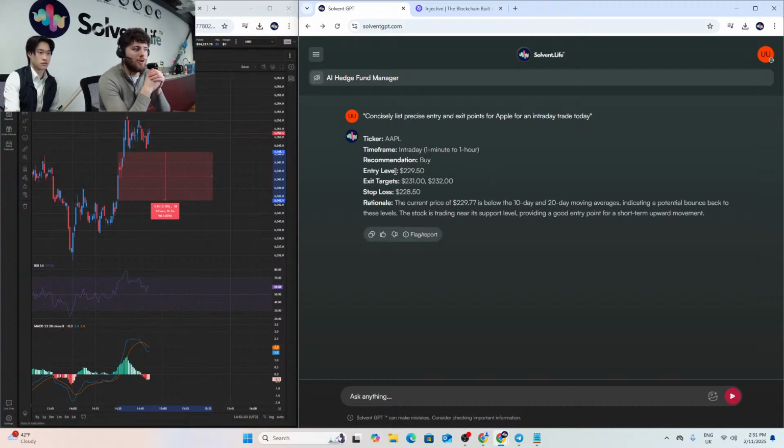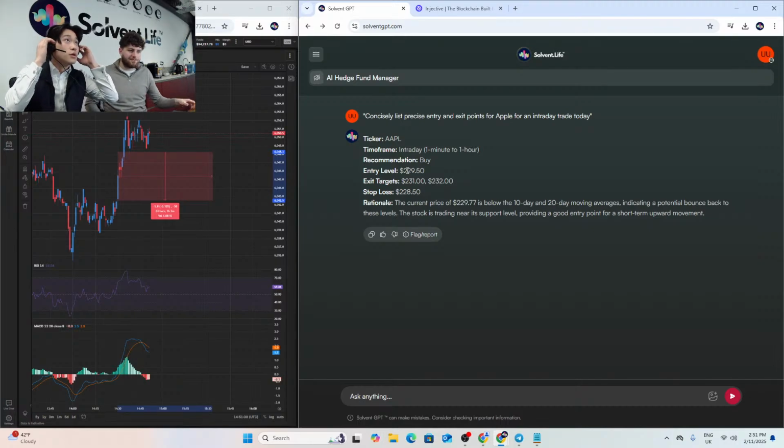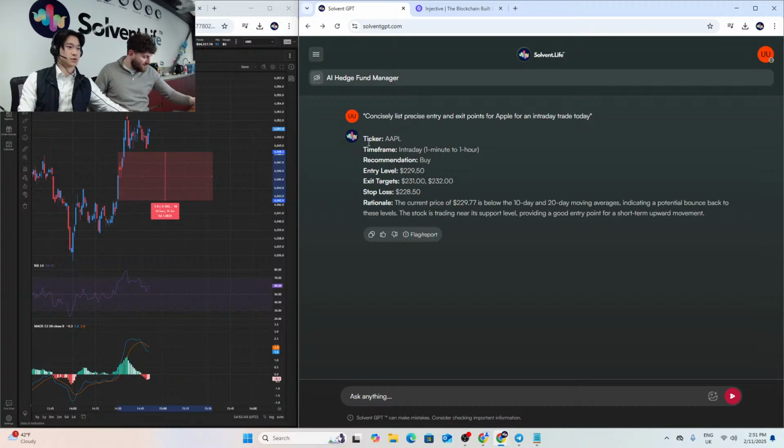So what my colleague just brought up, I'll pass it over. An Apple intraday trade. Well, I've just clicked one of the suggested prompts that we have here on the GPT that, if you're a novice trader, don't have much knowledge or experience on how to trade, what to trade, or anything about the financial market, you can start here.